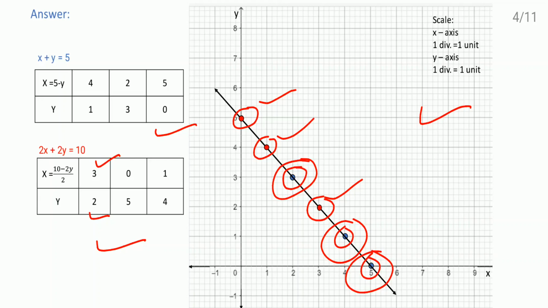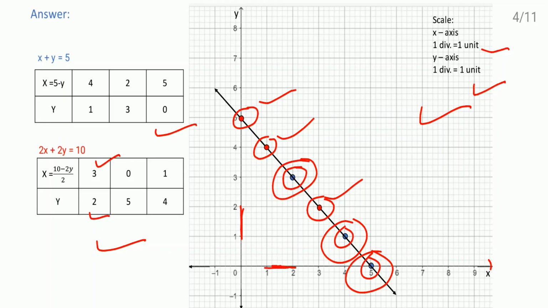X-axis 1 division, value of this 1 division is 1 unit, and here value of this one division is also 1 unit. Correct? We have written the scale also, we have mentioned this x and y also. All those things are important to mention on the graph paper. So finally what you will write down? These two lines have infinitely many solutions.